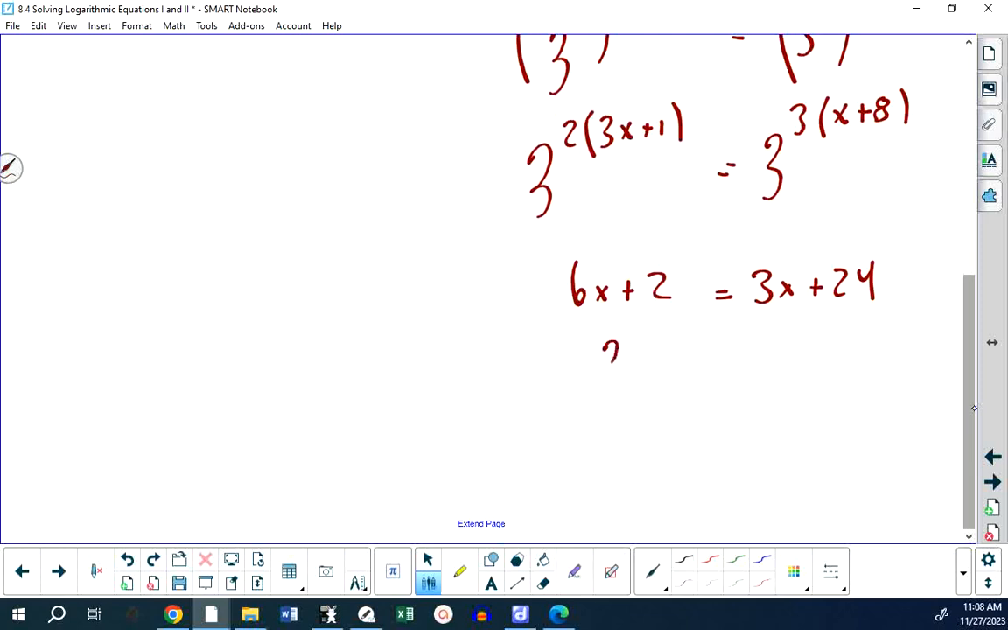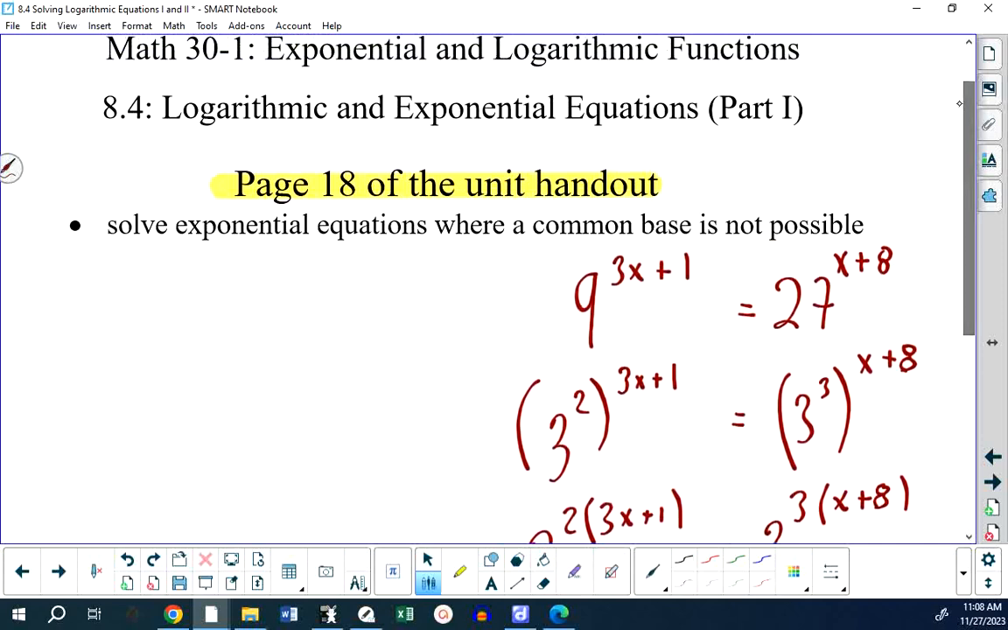Subtract 3x from both sides. Subtract 2 from both sides. So you get x equals 22 over 3. So once again, because very often on an exam I will give a written response, a little written response question that says solve something like this, and people start doing what we learned today, and boy, it gets really, really messy.